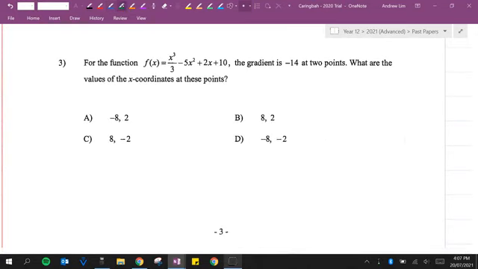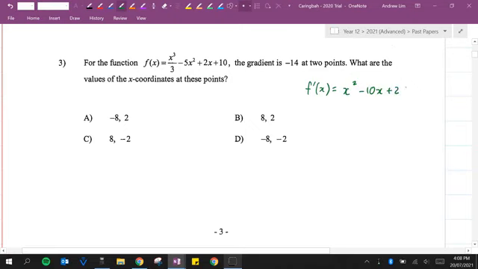Question 3. For the function f of x is equal to x cubed on 3 minus 5x squared plus 2x plus 10, the gradient is negative 14 at 2 points. What are the values of the x coordinates at these points? So the first thing we need to do is differentiate. If f of x is equal to that, then f dash of x has to equal x squared minus 10x plus 2, and that's it.